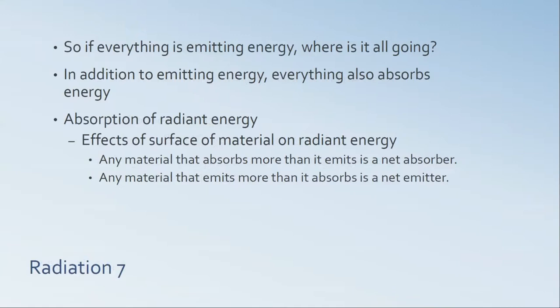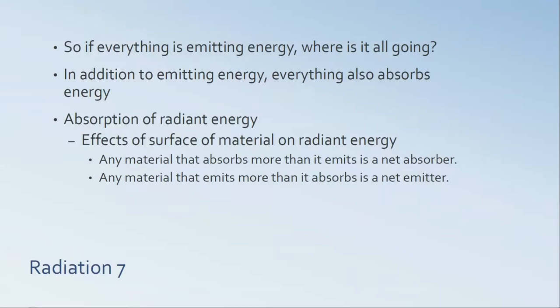So if everything is emitting energy, where is it all going? Well, in addition to everything emitting energy, such as your chair and the walls and light bulbs, everything also absorbs energy. And any material that absorbs more than it emits is called a net absorber. And any material that emits more than it absorbs is a net emitter.